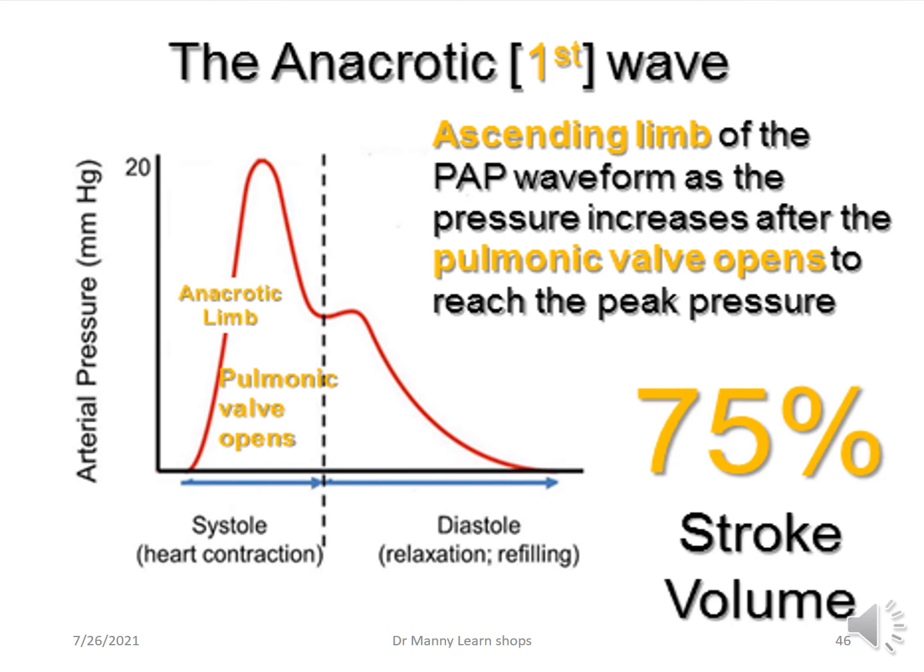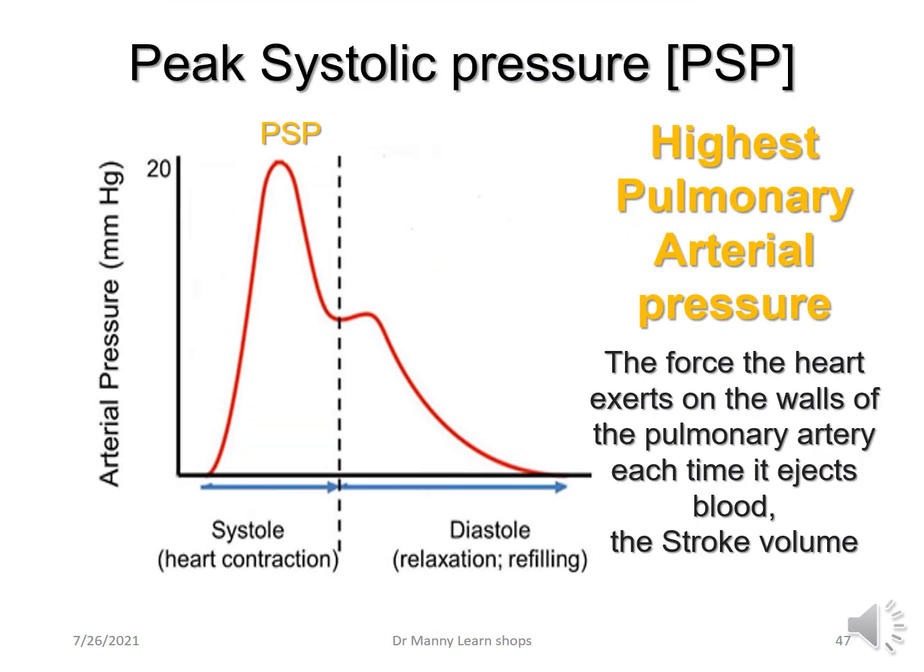We have the anacrotic wave, the first wave, and this is the ascending limb of the pulmonary artery pressure waveform. As the pressure increases after the pulmonic valve opens, it reaches a peak pressure, which again is about 75% of stroke volume. The peak systolic pressure is the highest pulmonary artery pressure, and this is the force the heart exerts on the walls of the pulmonary artery each time it ejects blood, which is called the stroke volume.